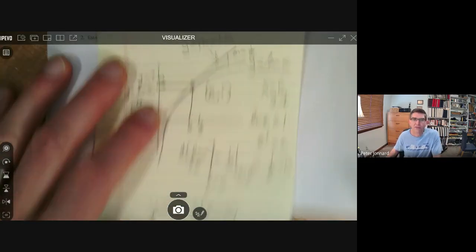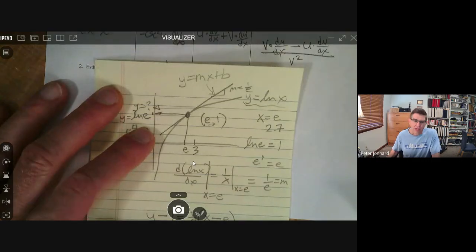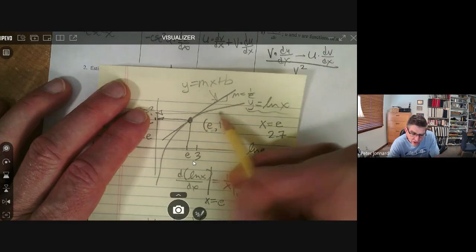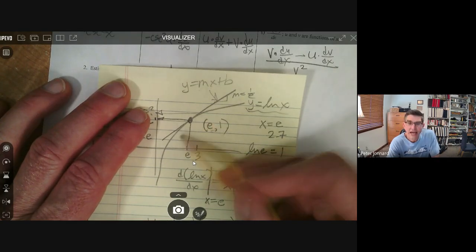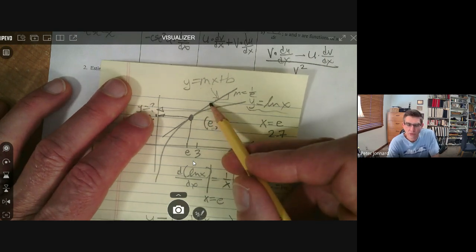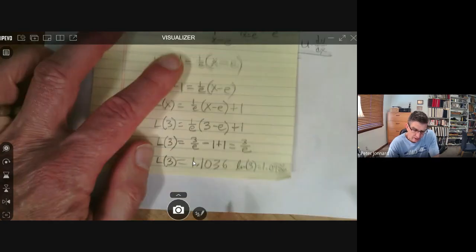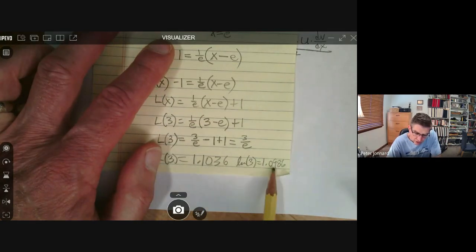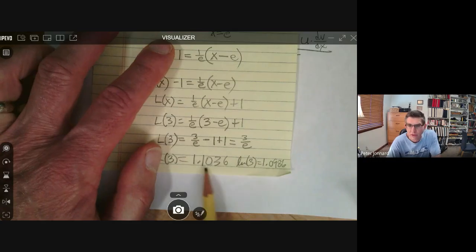In this case, let's get back to the visualizer here. If I look at this function, the line is above this curved graph. This curve is concave down here. And so this is always going to be an over approximation. It's going to overestimate the true value of the natural log of 3. And sure enough, it did that. This is 1.10, whereas this is 1.09. If you actually look at the decimals, it's not quite as bad as being off by 0.01. It's actually a little bit closer than that. But that's the idea of this.